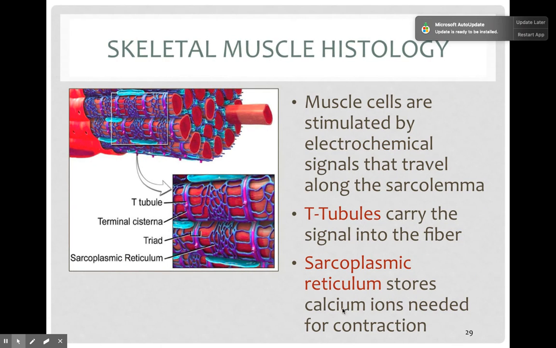So if we continue to look at the cells, or the fibers, they're stimulated by electrochemical signals. Those are the signals sent from your brain, and they travel along the membrane, or the sarcolemma, right here. Then if you zoom in even further, you have these T tubules, these little pink things that carry the signal to the muscle fiber. And this wrapping, which looks like netting, is called the sarcoplasmic reticulum, and it stores calcium ions needed for contraction.